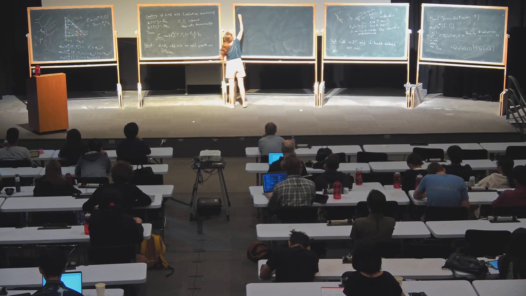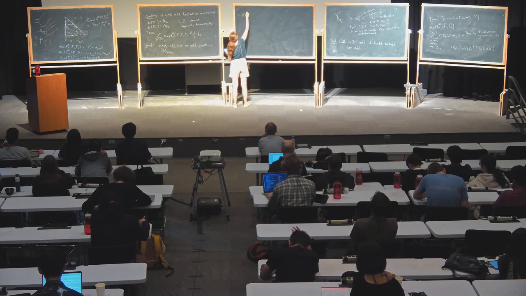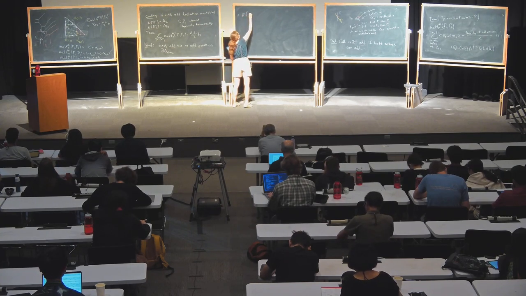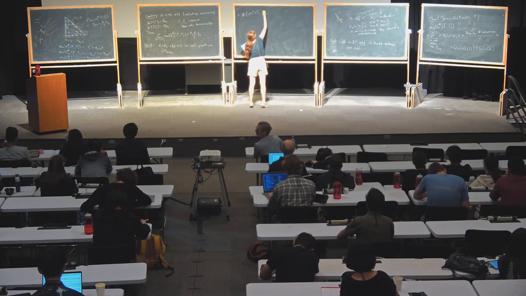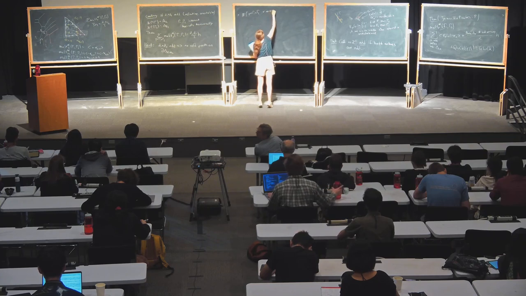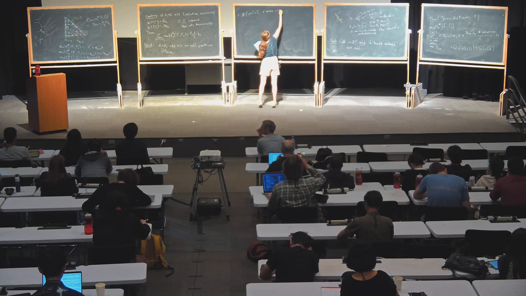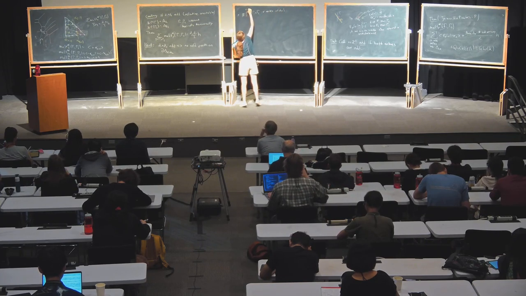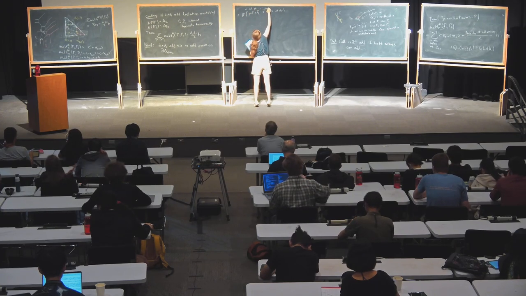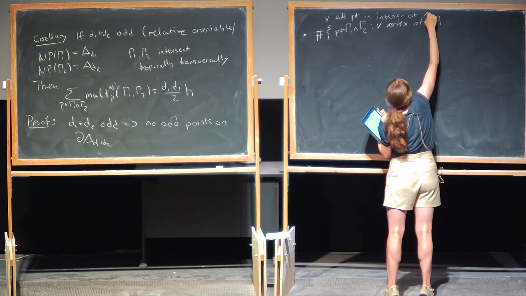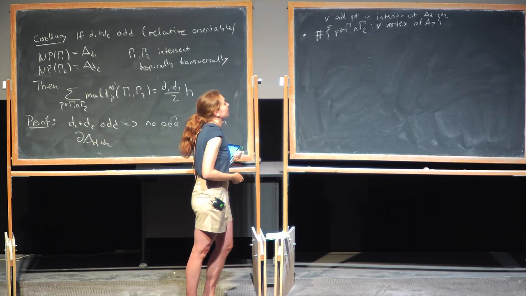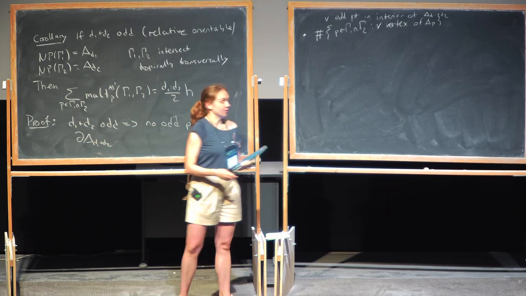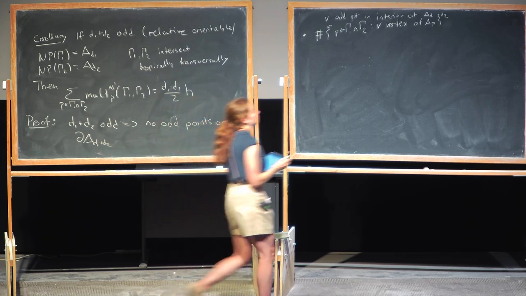Then, if you count the number of intersection points such that V is the vertex of delta P, so let V be an odd point in the interior of delta d1 plus d2, I claim that this number is even.